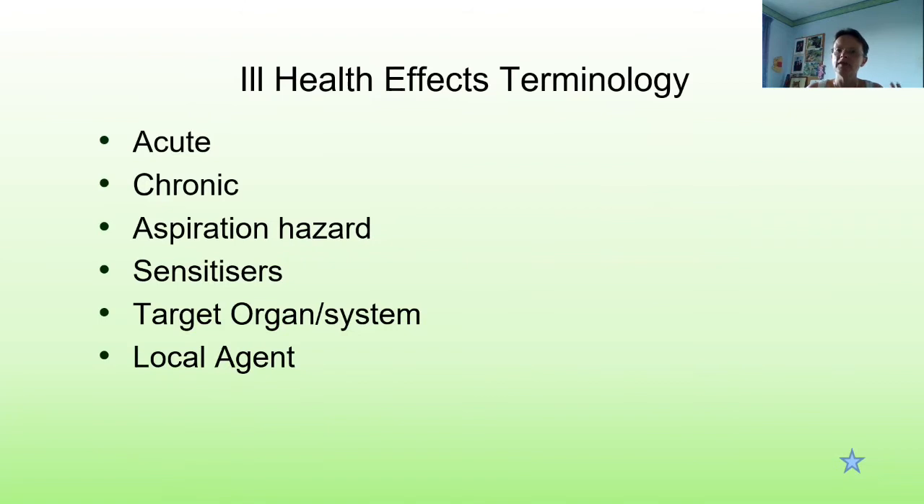So we have our hazardous substances, and when we're thinking about those substances, we need to think about what are the ill health effects? What can it do to a person? And it may be, if you hit the jackpot, you can have some acute and some chronic. It might have some local effects, and it may also have a target organ.